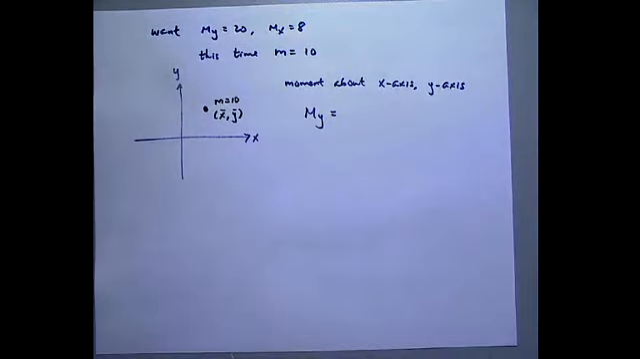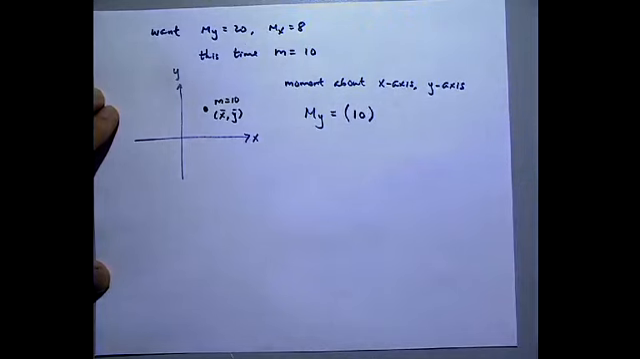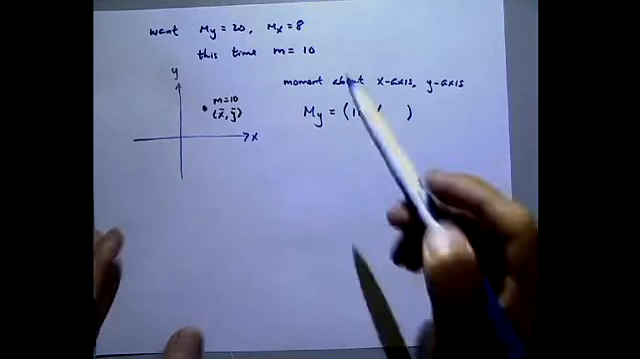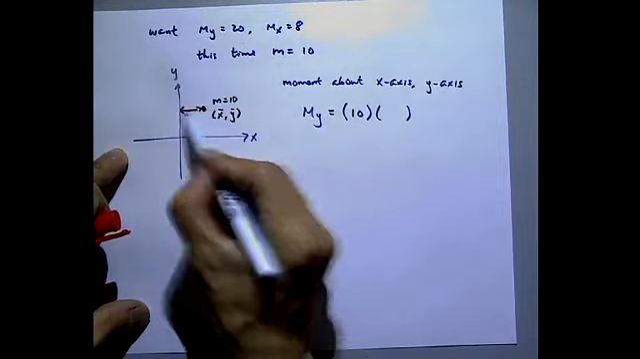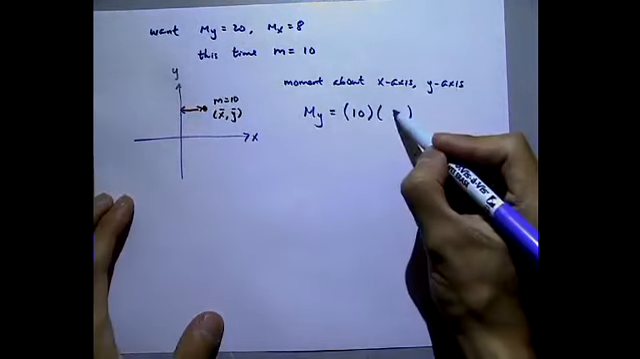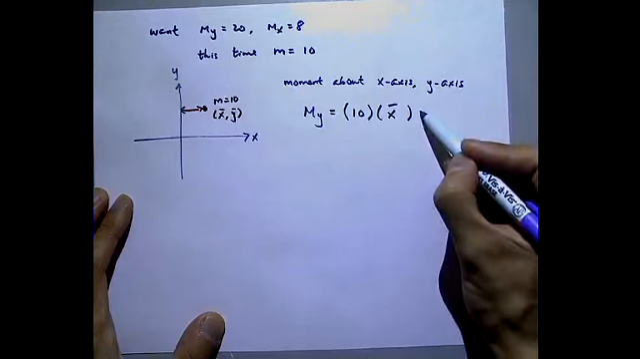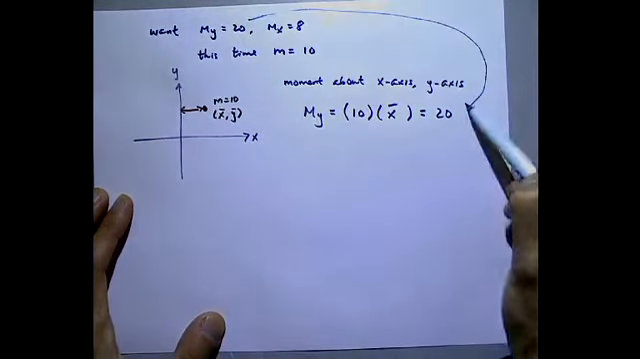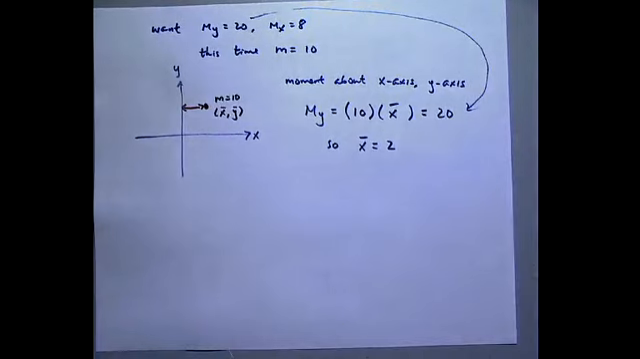Let's start with the y-axis. The mass is 10 units. And how far is it from the y-axis? What's this distance? x bar, right. That's how far it's measured from the y-axis, disregarding the y component for the moment, just how far it is from that axis. And notice we also want this to be 20, because we want exactly the same moment as we had before. So x bar is equal to 2 in this case.